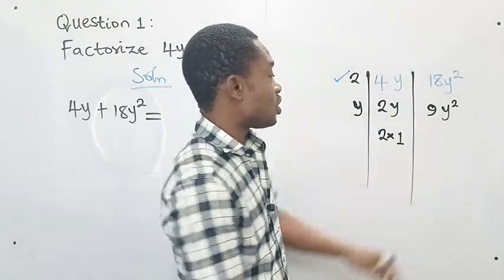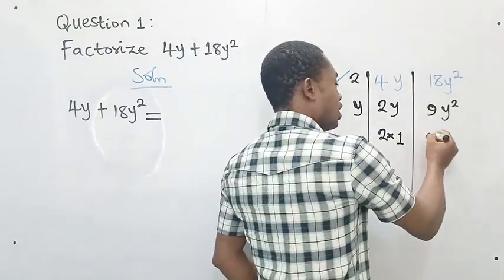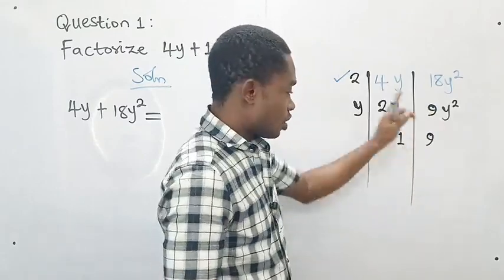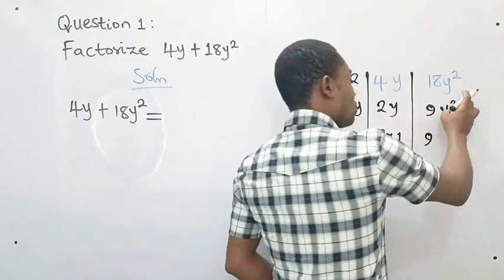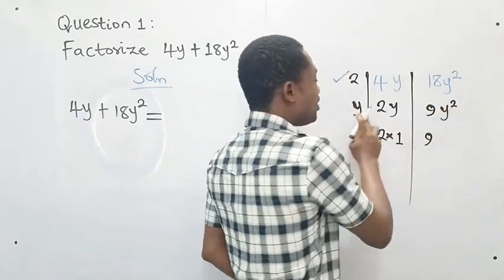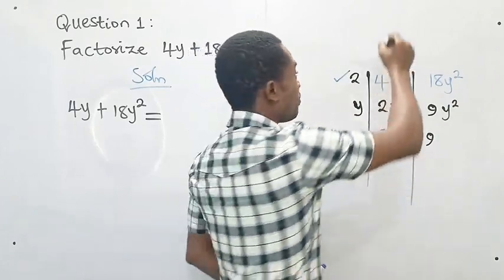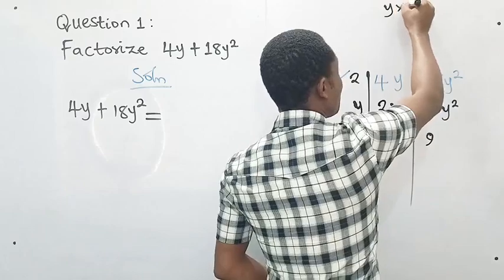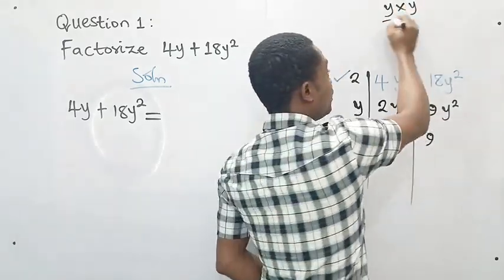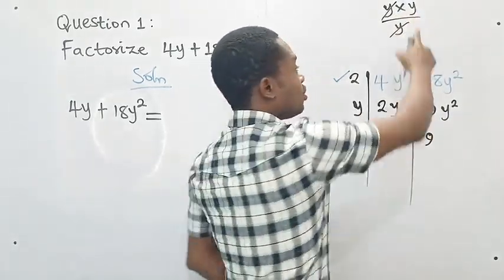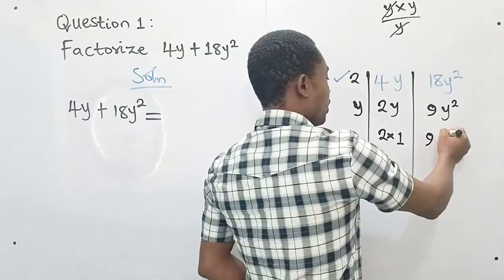Then you come to this term. This 9 has to be brought down. It's a number. Alphabet cannot divide it. So you just bring it down. They have y raised to power 2. y raised to power 2 divided by y, you are going to get what? y. It's simple. y raised to power 2 is the same as y times y. Divided by y. This and this we cancel out. You'll be left with y. So you bring down y.